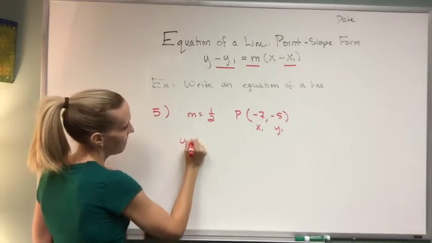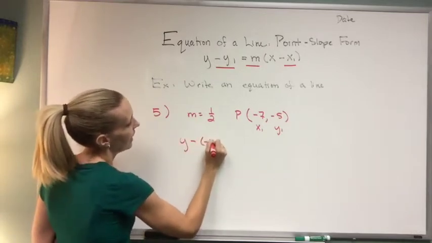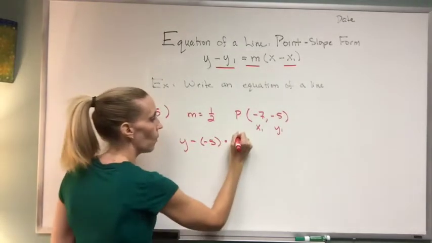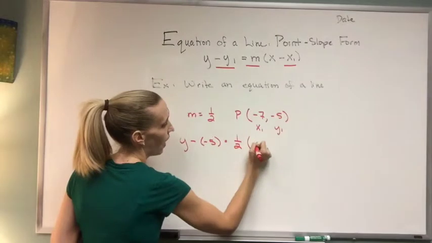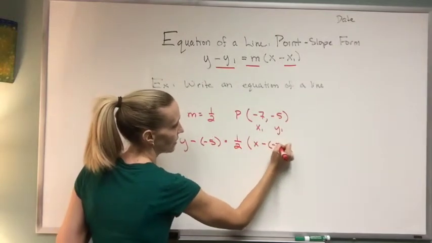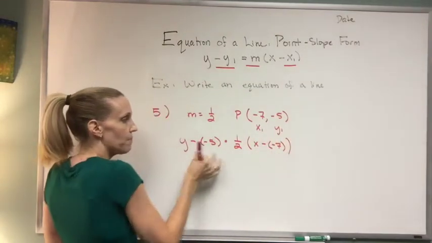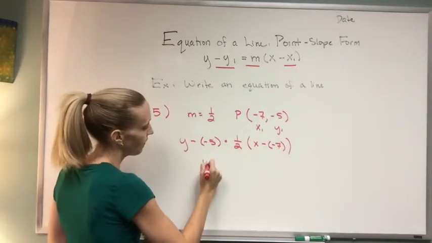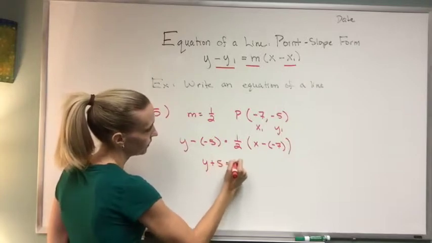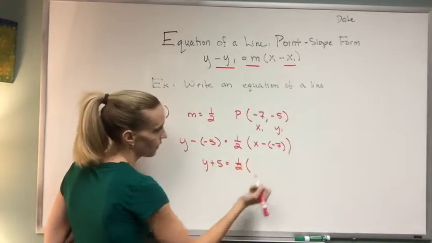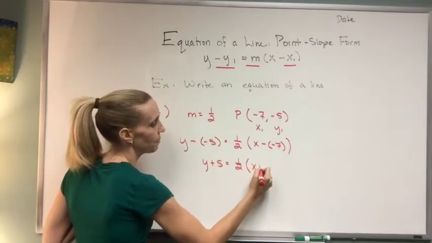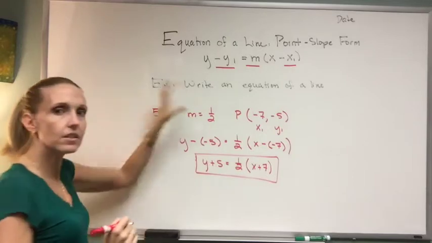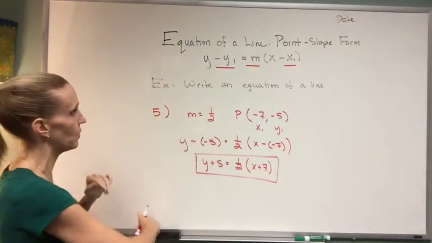So I'm going to do y minus a -5. So I know I'm going to have to simplify that. I get 1/2 for my slope, and I get x minus a -7. So now I have to simplify both of these. A negative minus a negative becomes positive. So my final answer here is y plus 5 equals 1/2 times x plus 7. That's your final answer. So hopefully this isn't too bad, just again, be really concerned with those negatives.